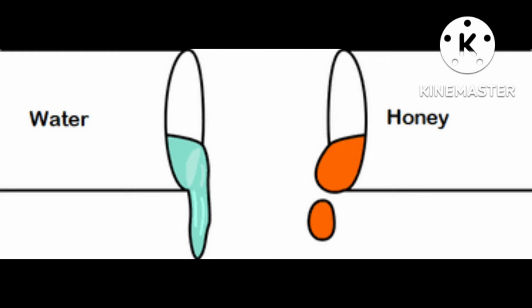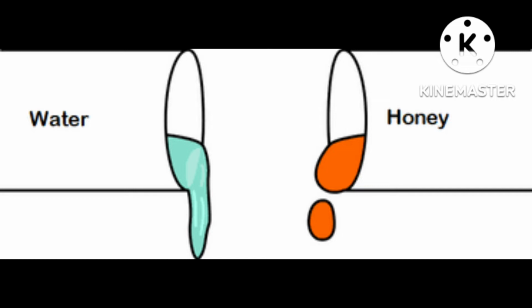This type of flow, in which there is a regular gradation of velocity in passing from one layer to the next, is called laminar flow. The question is asked, what is laminar flow? This type of flow in which there is a regular gradation of velocity in passing from one layer to the next is called laminar flow.